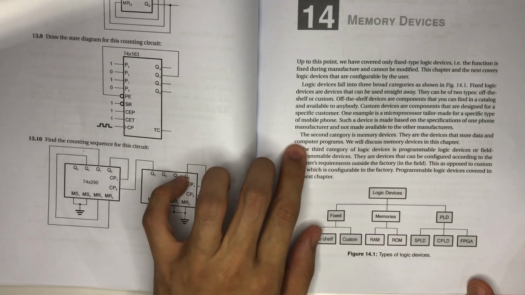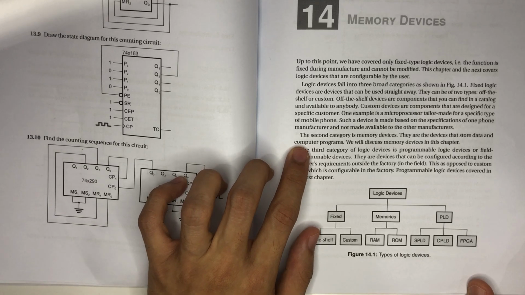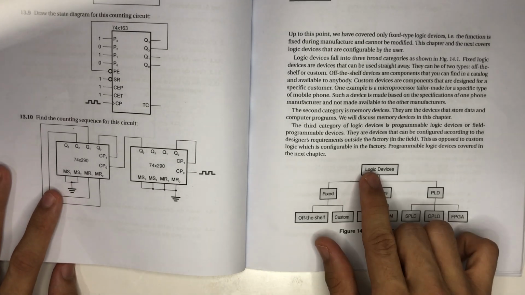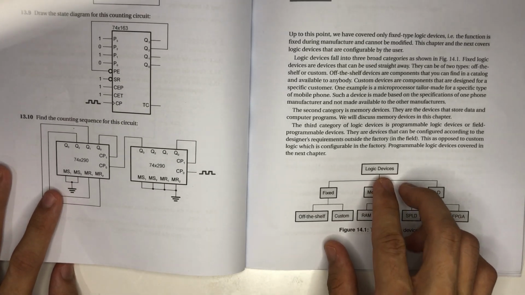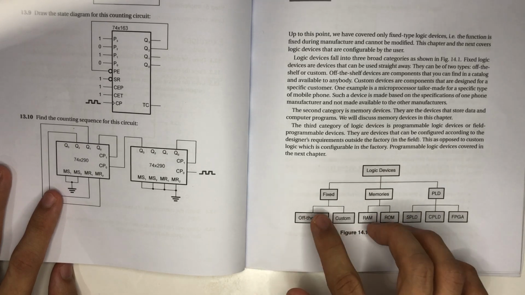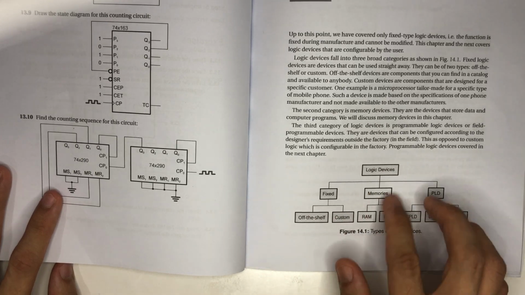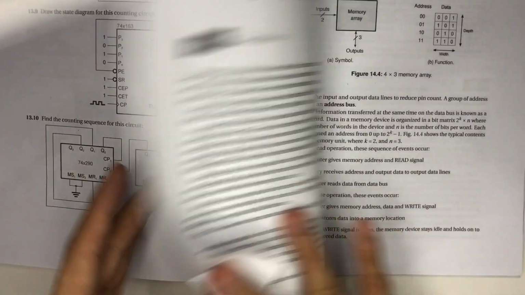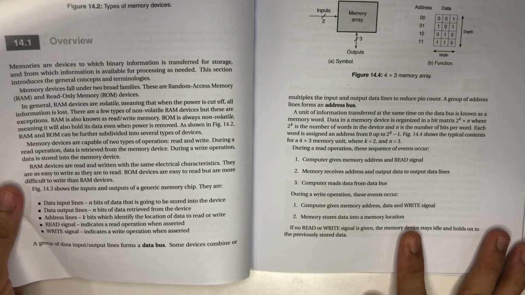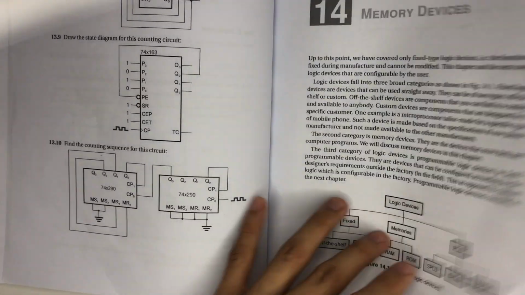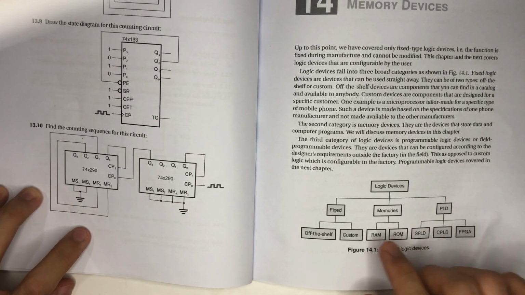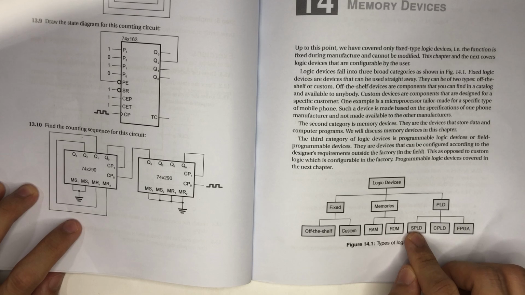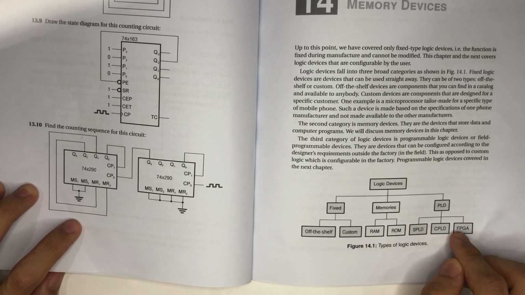They are devices that store data and computer programs. We will cover memory device in this chapter. So you see here there are three types of logic device. We have the fixed one, off the shelf and custom, and then we have memory, which is RAM, random access memory, and read only memory. You will see later on in the subsequent pages RAM and ROM, and then you have PLD, SPLD, CPLD, and FPGA.